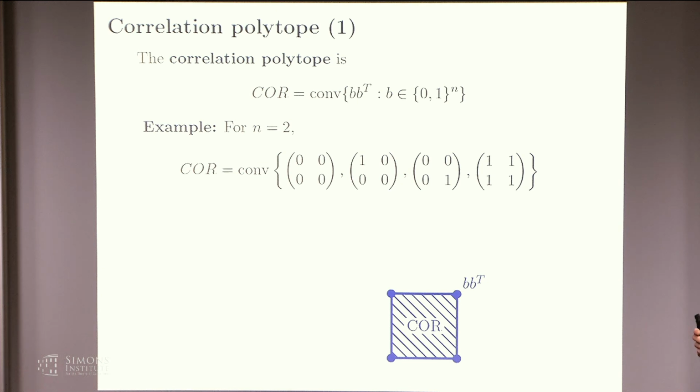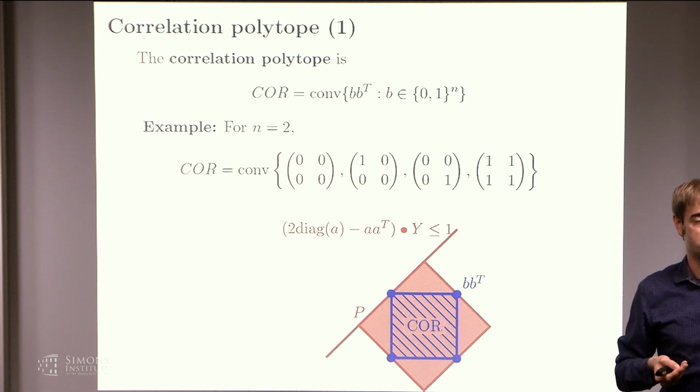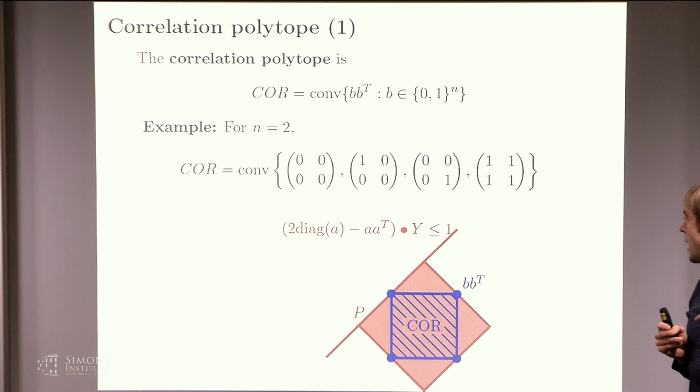So now what you should do is first of all, you should know what is the slack matrix. So that's a little bit of an issue. The vertices of the correlation polytope are of a very easy, very explicit form. That's nice. We actually don't know all the inequalities describing the polytope.